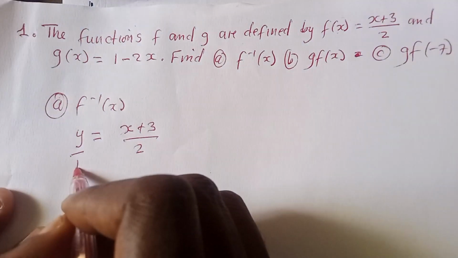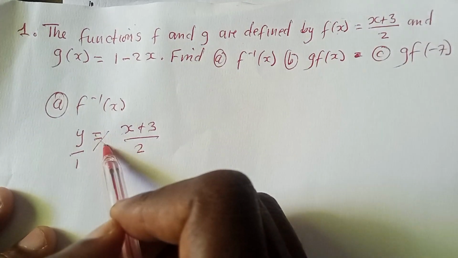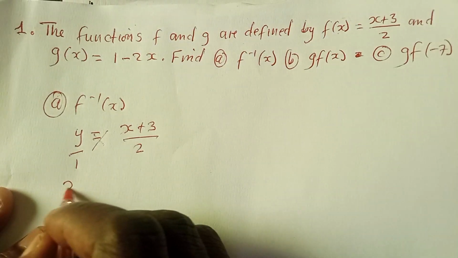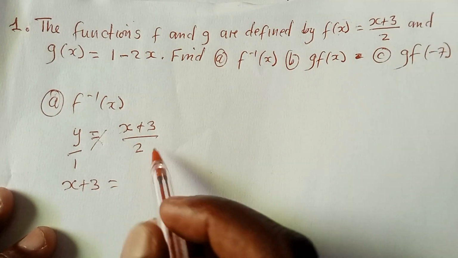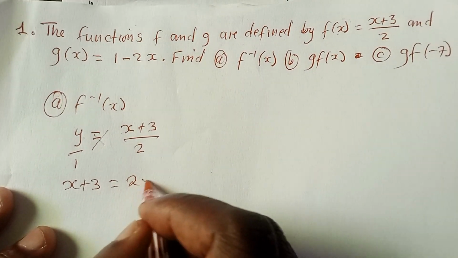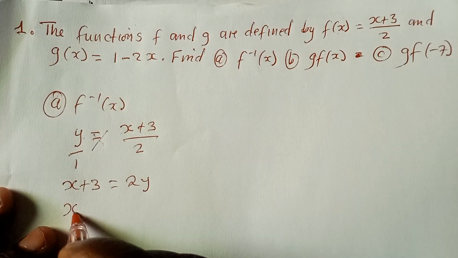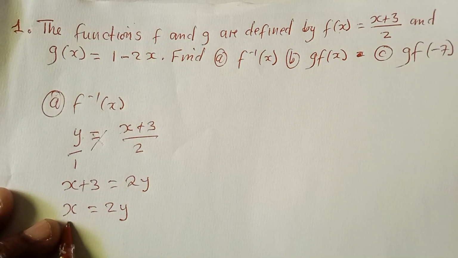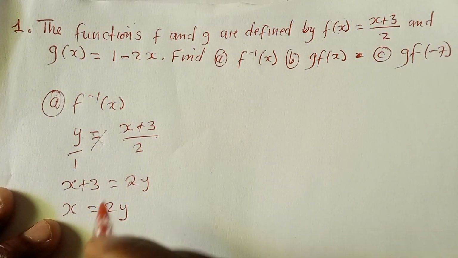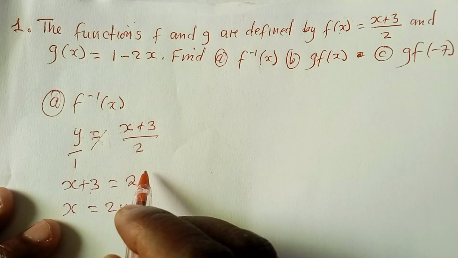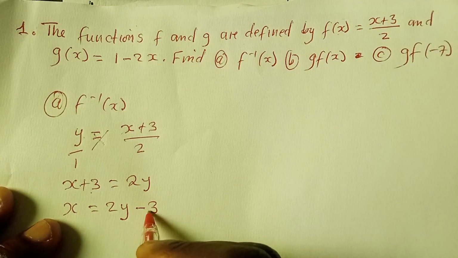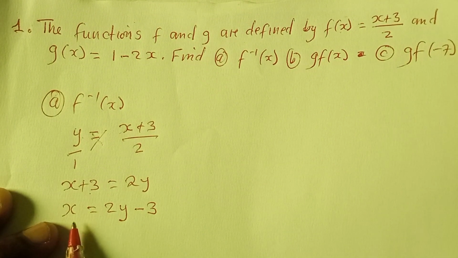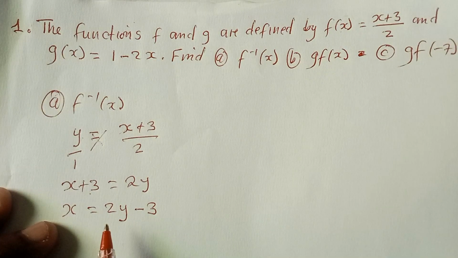Here we just introduce a 1 as a denominator, then we cross multiply. So 1 times x plus 3 is x plus 3 equals 2 times y, that is 2y. Then from there, since we want x to remain alone as the subject, this 3 will go to this side. Where it is positive, once it crosses an equal sign, it becomes negative 3.